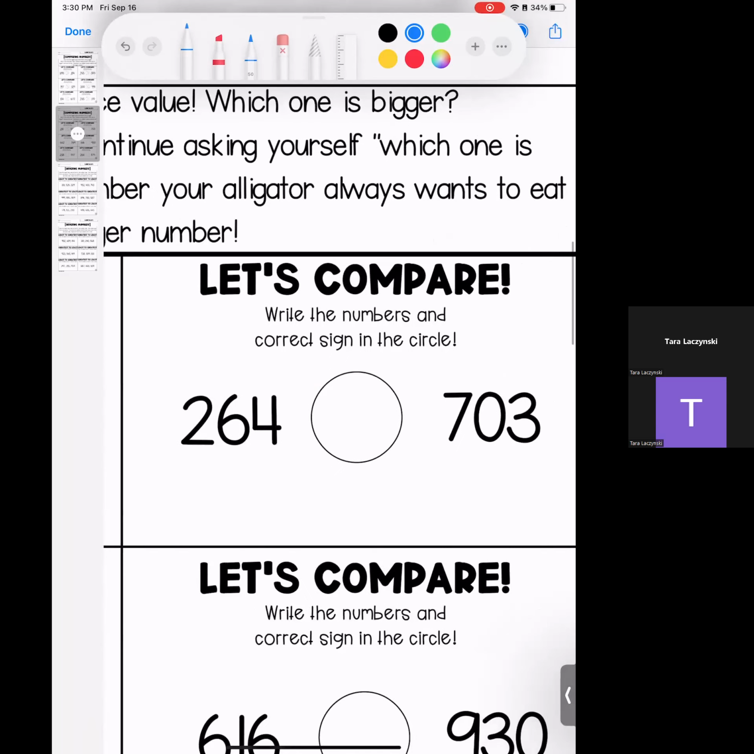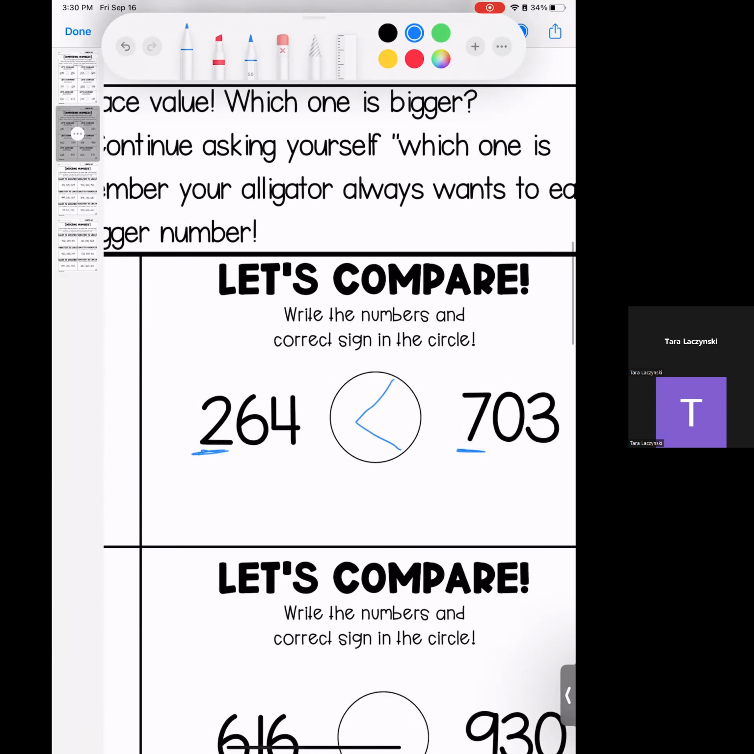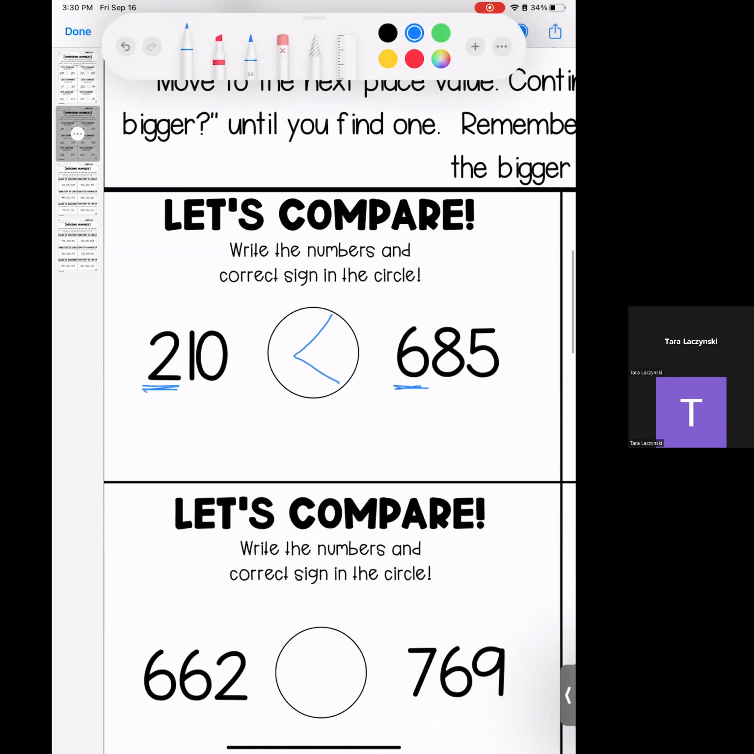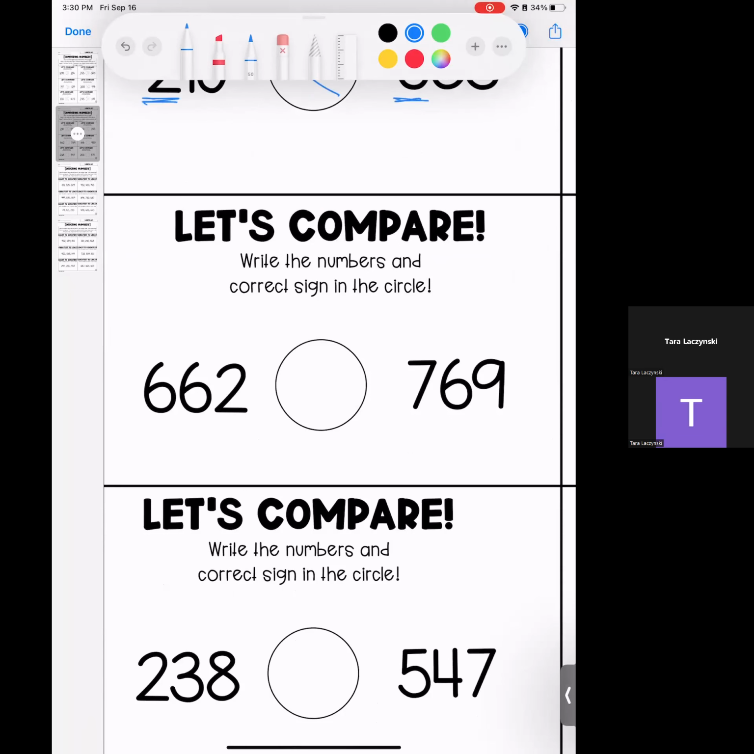Next up, 264, 703. 700 is greater than 200. We would read this as 264 is less than 703. Comparing 662 and 769. 700 is greater. We would read this as 662 is less than 769.